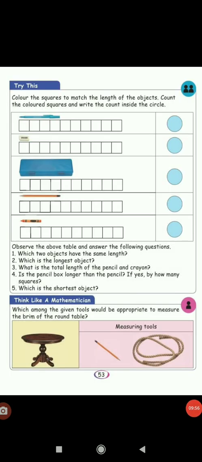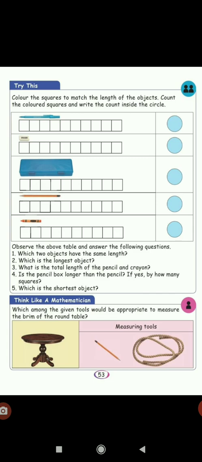Okay, next, observe the above table and answer the following questions. See the question, children. Which two objects have the same length? Pencil and pen. Both are 4 squares, pencil and pen. Okay, which is the longest object? Box.